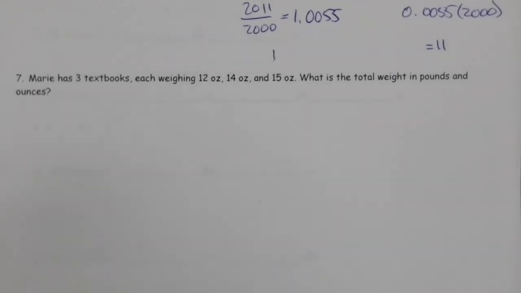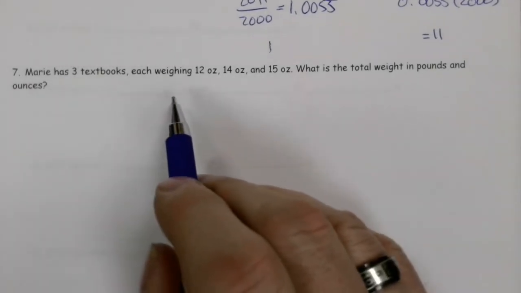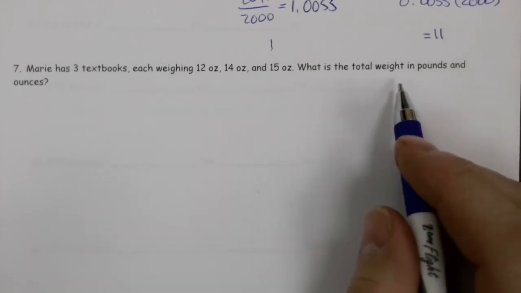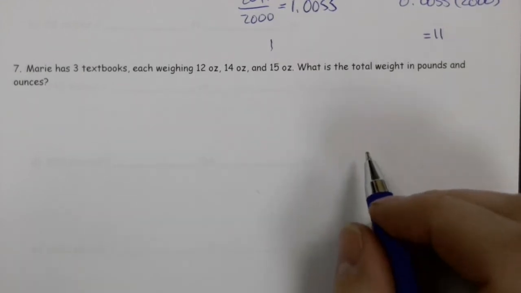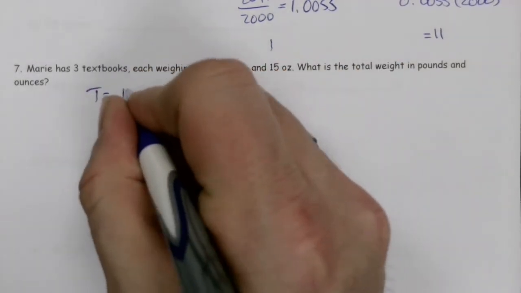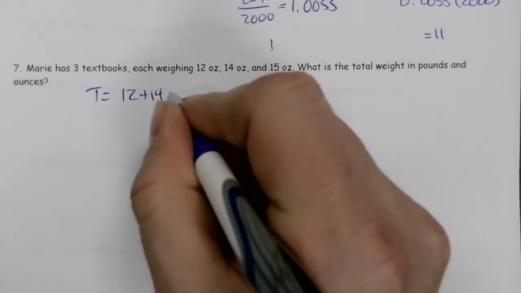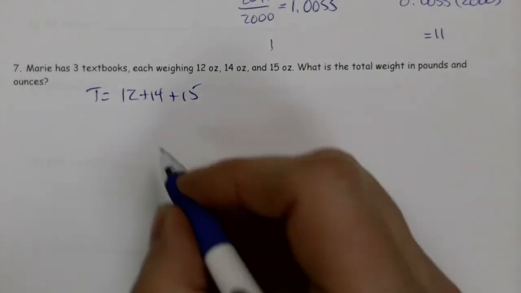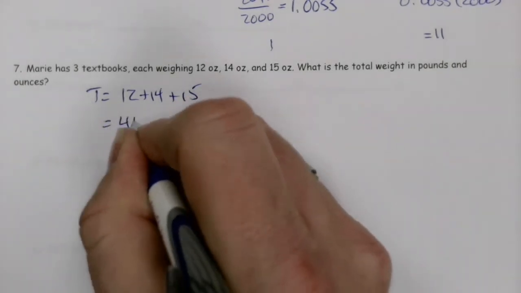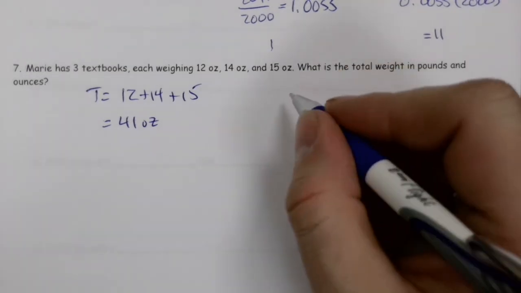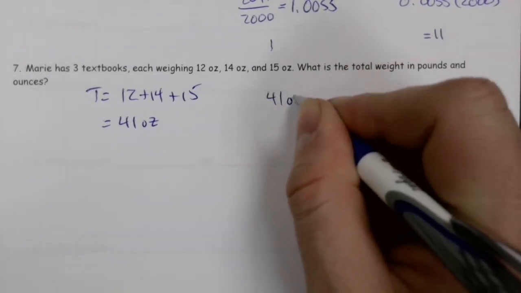Okay, now finally here, Maria has 3 textbooks, each weighing 12 ounces, 14 ounces, and 15 ounces respectively. What is the total weight in pounds and ounces? Well, first of all, let's get the total. So 12 plus 14 plus 15, okay? And that's just a matter of adding those up. 12 plus 14 plus 15 is going to be 41 ounces. Okay? So we start off with 41 ounces.